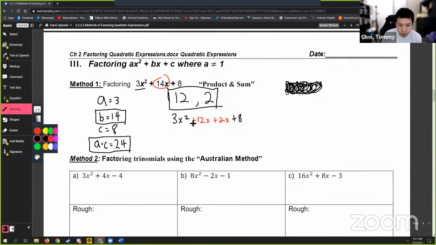Once we have that down, we're going to common factor this into two sections. We're going to split it right down the middle, and you're going to common factor it up. For my first part, I would get 3x times x plus 4. And on the right side, we would factor out 2, and we get x plus 4.